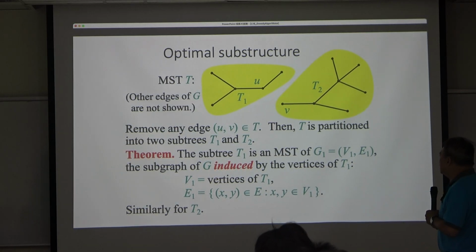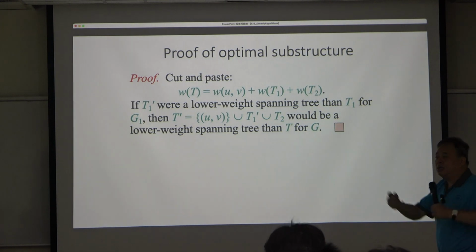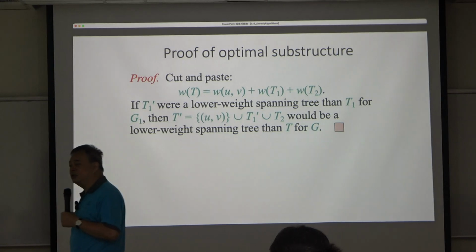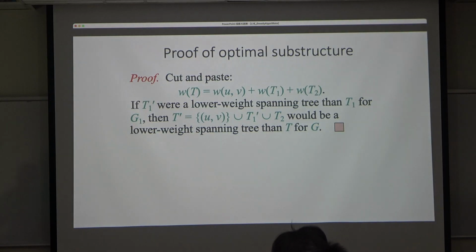So how do we prove that? Okay, this is actually very easy. We can prove that by cut and paste. Like, you guys are using computers to do cut and paste all the time, right? So cut and paste can also be used for proof. Okay, how do we do it? We know the weight of the tree will be the weight of the edge that we remove, plus the weight of T1 and the weight of T2, right? So that's the weight of our original MST.